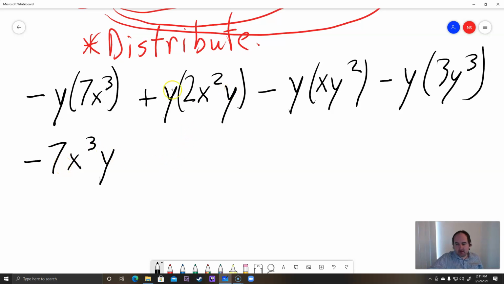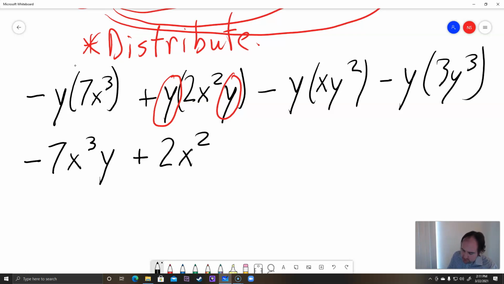Now for the second term, we notice that we actually have a y times a y. Well, what's y times y? Everyone should know that that's y squared, or y to the second power. So for the second term, we're going to have plus 2x squared y squared. And once again, you can't combine the x squared and the y squared because they're different variables. So you just write them in alphabetical order and you're good.